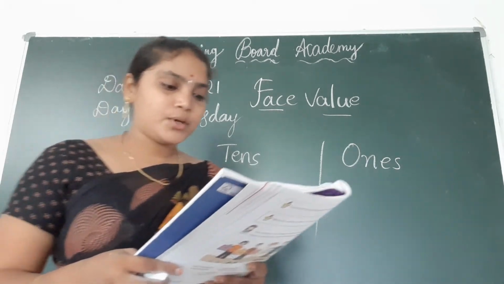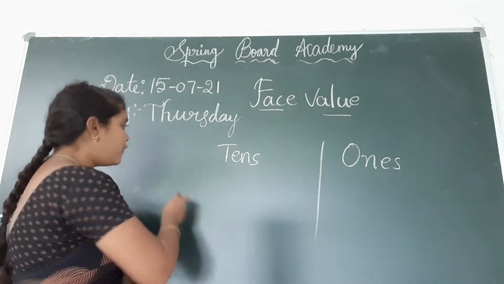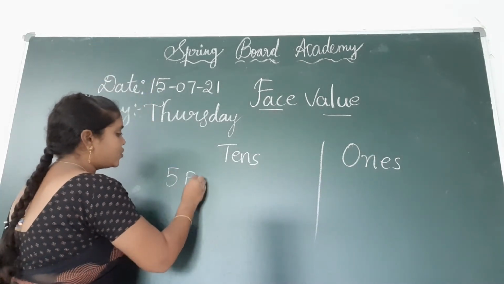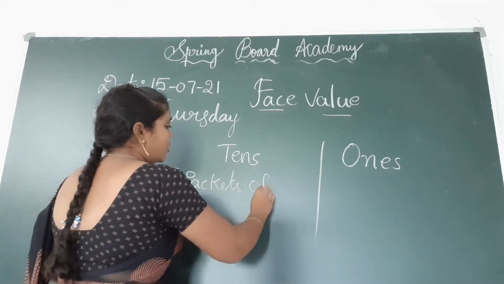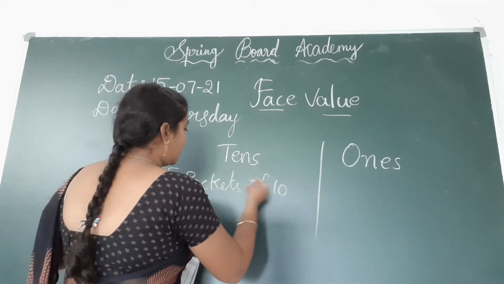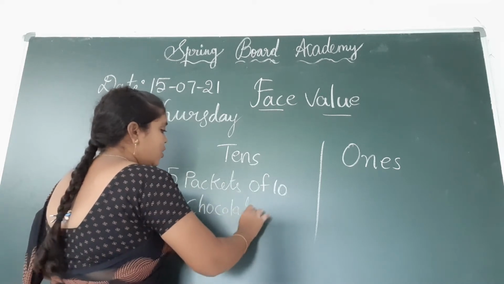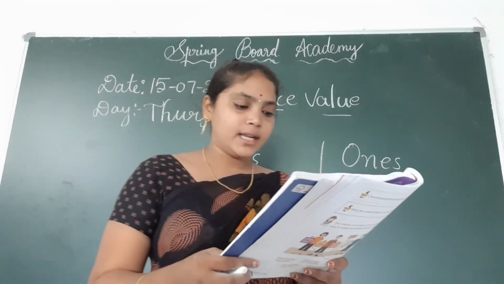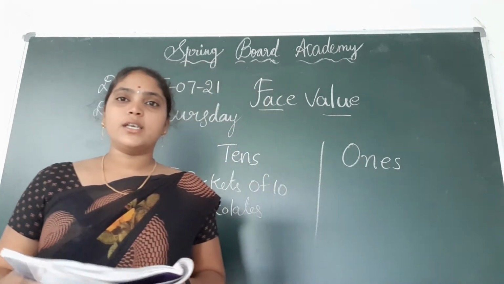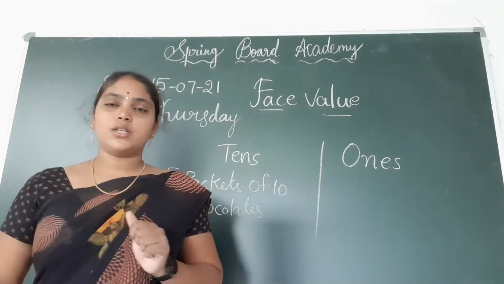So Raji put 5 coins in the tens machine and she got 5 packets of 10 chocolates. Okay. Raji put 5 coins. So the tens machine gives 5 packets of 10 chocolates. Skip count by tens to find the number of chocolates Raji got. At a time this machine gives 10 chocolates, no children?